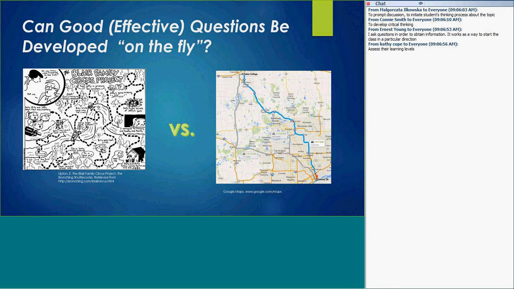And I think whenever I talk to instructors about the idea of working on the fly, or responding to what's given, I always think of this Family Circus comic that you see here on the left, where, yeah, we get to where we need to get to, but look at the long, indirect path that we need to take.